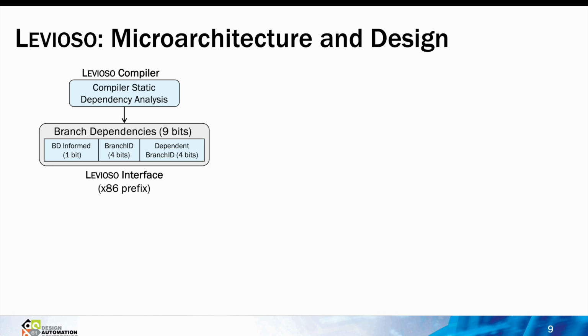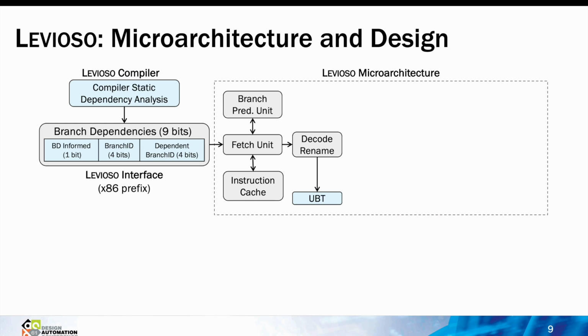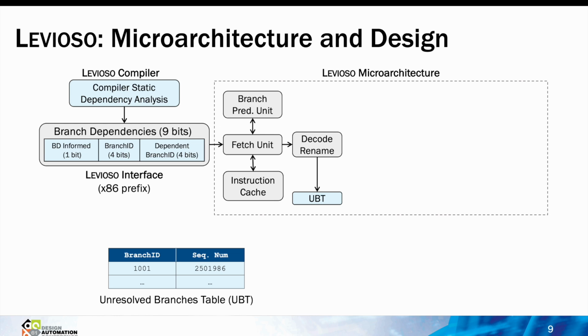Once the branch dependencies are detected and embedded in the code, the hardware extracts this information when decoding instructions. If the instruction is a branch, we add it to a table called the unresolved branches table, UBT, where it keeps track of live unresolved branches. For all decoded instructions, we set them as restricted when inserted to the ROB if they depend on an unresolved branch in the UBT based on the compiler information. Finally, once a branch is resolved, we lift restrictions for its dependent instructions.